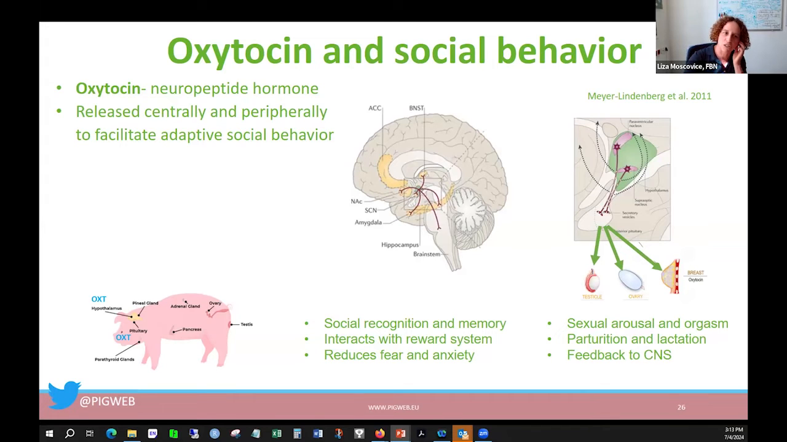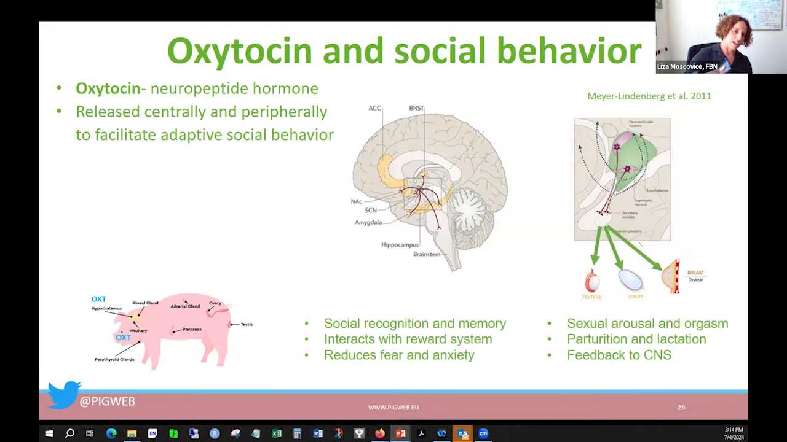So let's move on to oxytocin, which, as we mentioned, is a peptide hormone. It also works as a neurotransmitter in the brain. Oxytocin is synthesized in the hypothalamus. It can be released peripherally to the brain, where it binds to a lot of social brain centers to facilitate social recognition and memory. It interacts with the dopaminergic reward system in the nucleus accumbens, and it binds to the amygdala, where it reduces fear and anxiety, which then can promote social interactions.